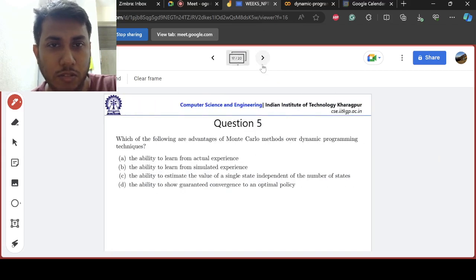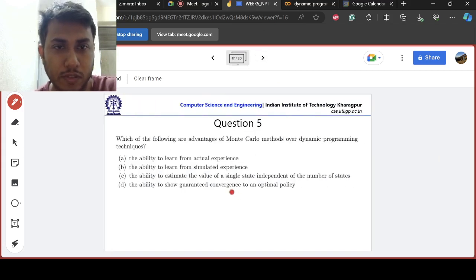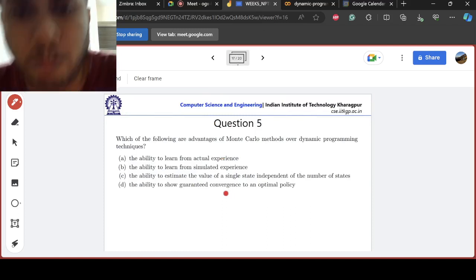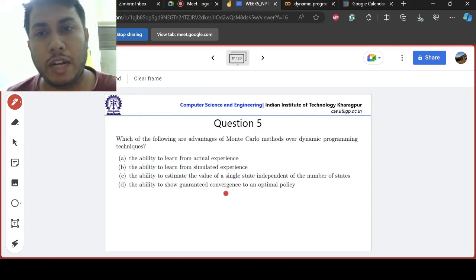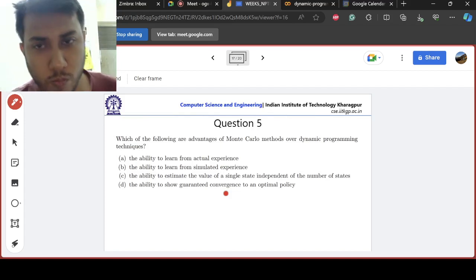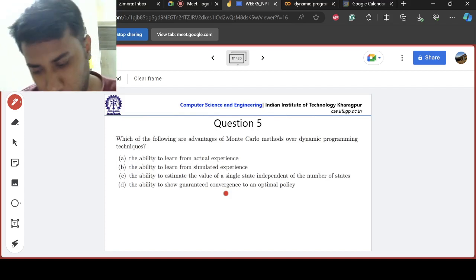Okay, so let's go to the next one. Which of the following are advantages of Monte Carlo methods over dynamic programming techniques? What are the things that are advantages?